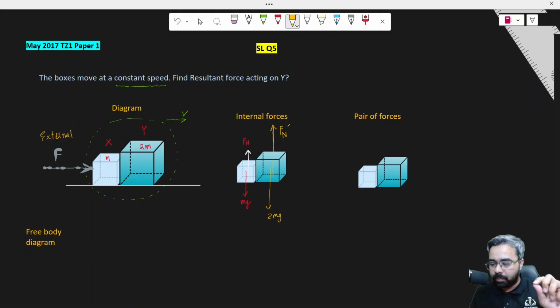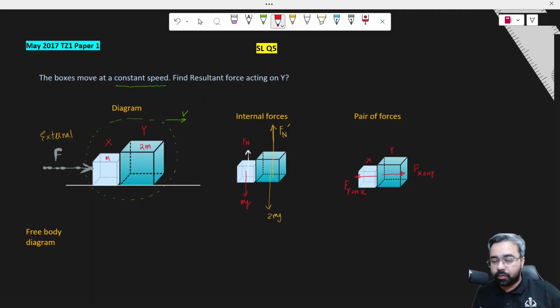One very important internal force is actually the pair of forces that I want to show you here. This is box X and this is Y. X is pushing Y in this direction, so I can say this is the force applied by X on Y, whereas with the same magnitude but in the opposite direction, there's another force which is applied by Y on X.